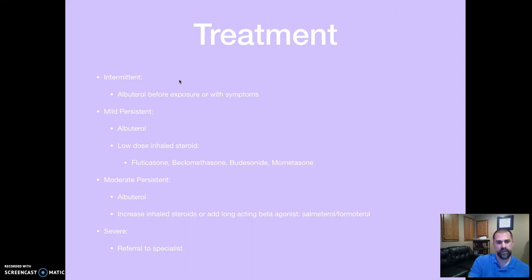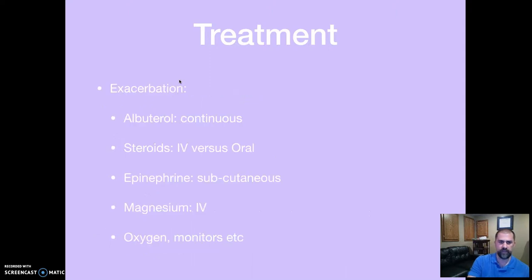So when patients have asthma exacerbations, albuterol is always the first thing we do. Remember, it's going to cause that smooth muscle relaxation. And then they'll get steroids, either IV or oral. Depending on how bad they are, if they're pretty bad off, then you'll see them getting sub-Q epinephrine and magnesium through the IV. Magnesium works also to relax the smooth muscles. And then, of course, every patient's going to be on oxygen and monitors.